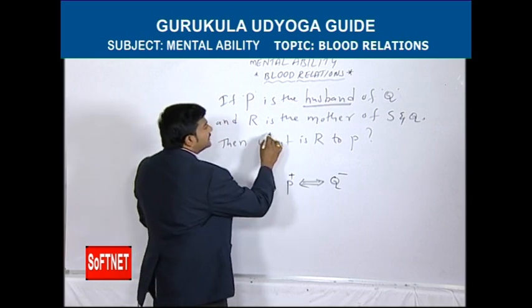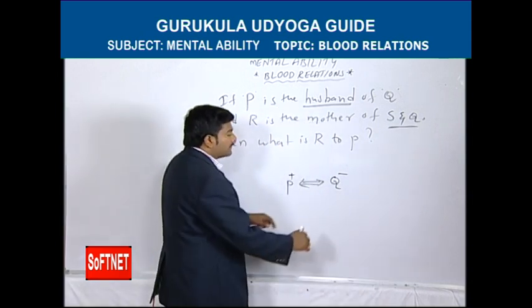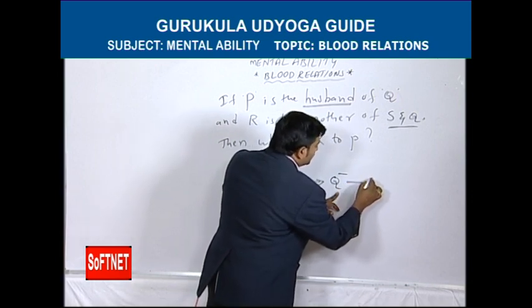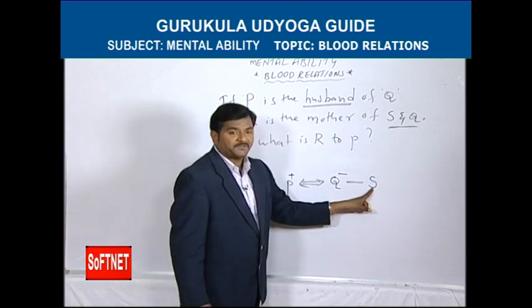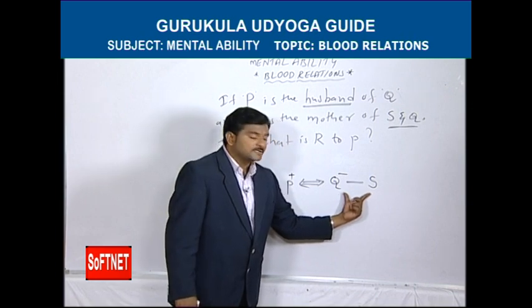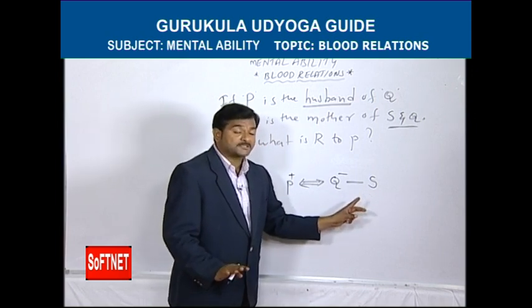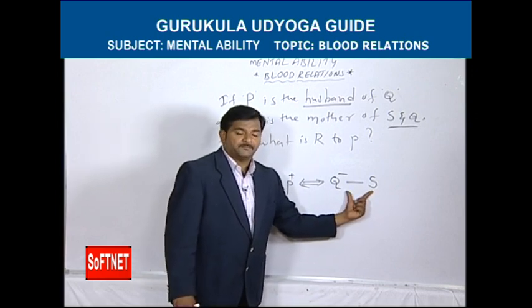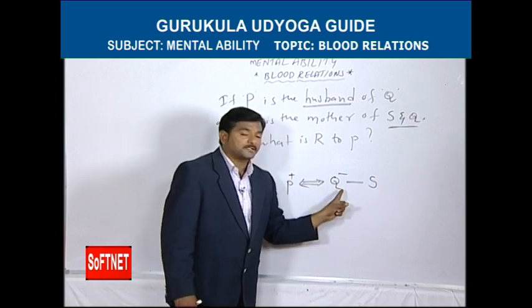And R is the mother of S and Q. Now what is the relation between S and Q? Indirectly they both are of the same generation. I don't know the gender of S. If S is female, then both are sisters. If S is male, then they are brother and sister. I don't know S's gender, but one thing is clear: they are either sisters or brother and sister.